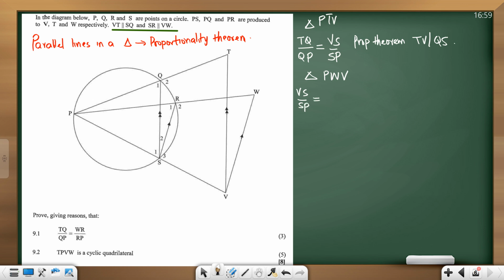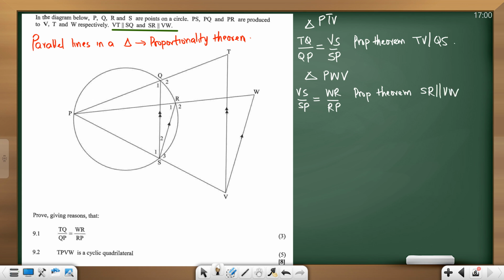Anybody wants to help me? What should it be equal to now? WR over RP. WR over RP. And what's our reason? Proportionality theorem. Don't forget, it's not complete. Talk to me. Complete it. SR parallel to beta wave.